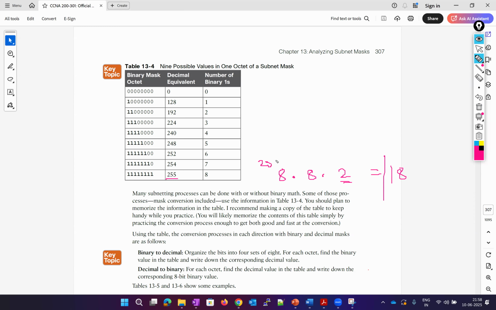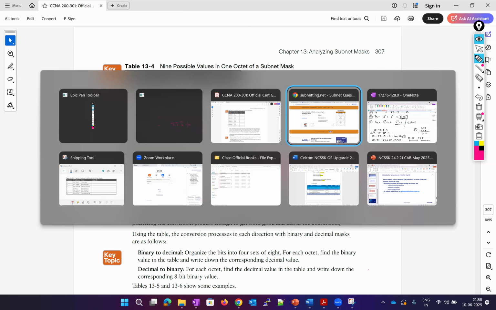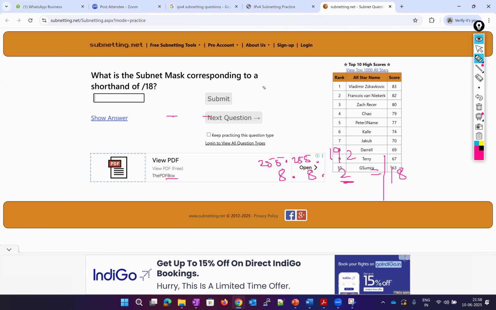So this is 255.255, and for the 2 bits, the number is 192. So we will write 255.255.192.0. Submit. Let's check. The answer is correct. Any problem understanding this part? How did we get 192.0?